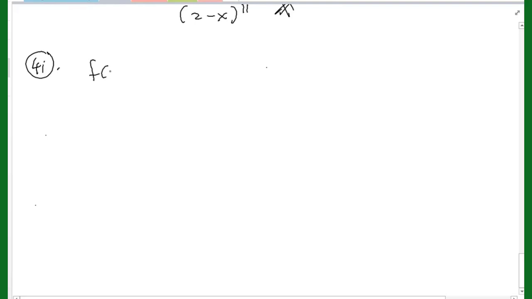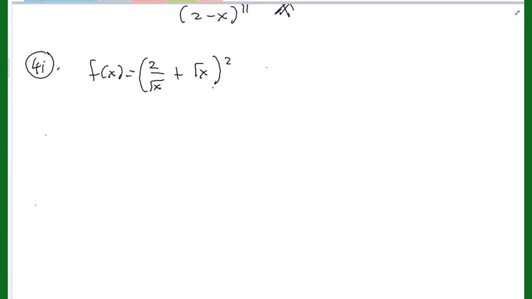Okay. The function f is 2 over square root of x plus square root of x, squared. In this case, if you can expand or simplify before differentiating, you had better expand or simplify before differentiating. It's easier. Let's say you want to use the product rule, because of the two brackets. This is u, this is v.